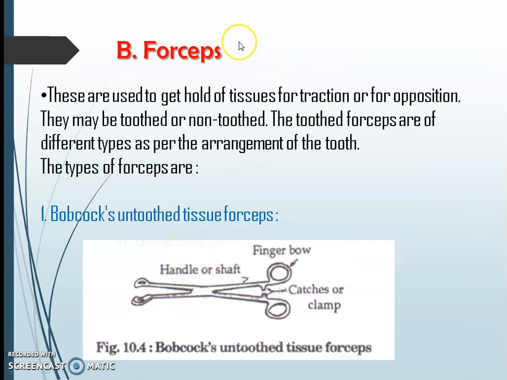Then the second surgical instrument is forceps. These are generally used to get hold of tissue, for traction or opposition. They may be toothed or non-toothed. The toothed forceps are of different types as per the arrangement of teeth. So the types of forceps: first is Babcock's non-toothed tissue forceps. The diagram shows Babcock's non-toothed tissue forceps. It has a handle or a shaft, finger bow, and catches or clamps.